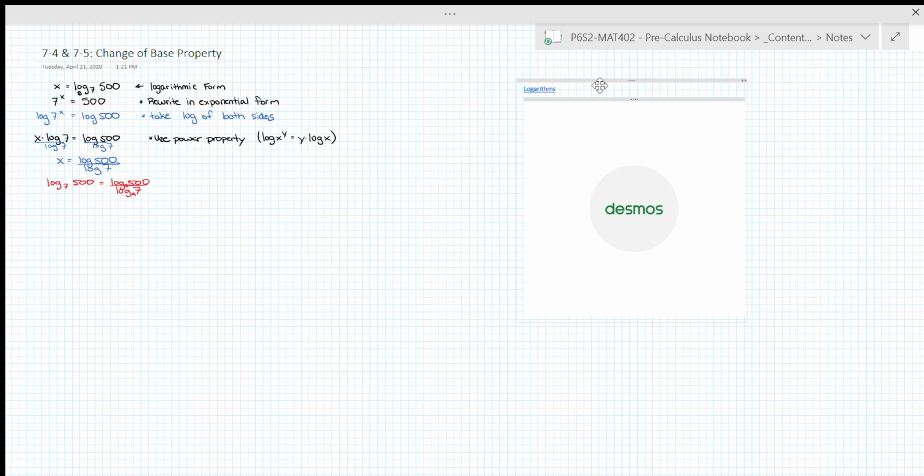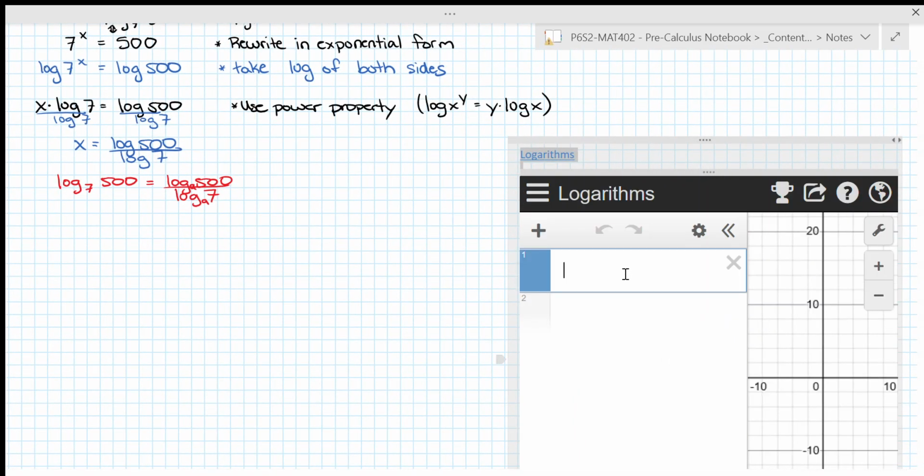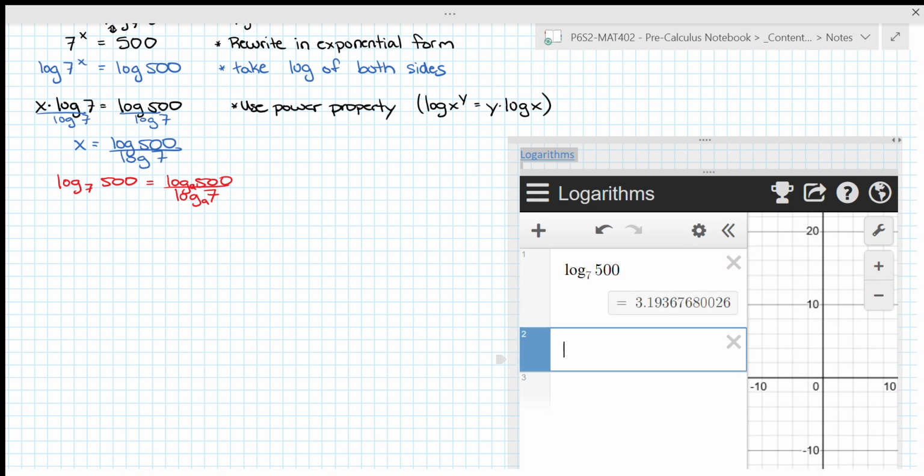I'll bring this in a little closer here so I can zoom in a little bit more. But if I had log base 7 of 500, it gives me like 3.19 something. If I did the log of 500 and divided that, let's put this in parentheses here, divided that by the log of 7, I would get the same thing.